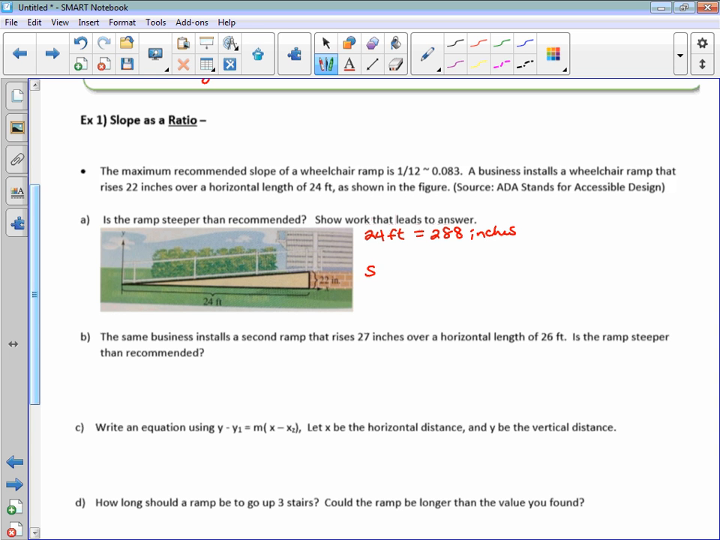Okay, so then the slope of our ramp here, what would we set up? 22 over 288. And that's approximately what decimal? Yeah, I have 0.076 written down. Okay, we are comparing that to 0.083. What do you think? Is this business okay, or are they in trouble?